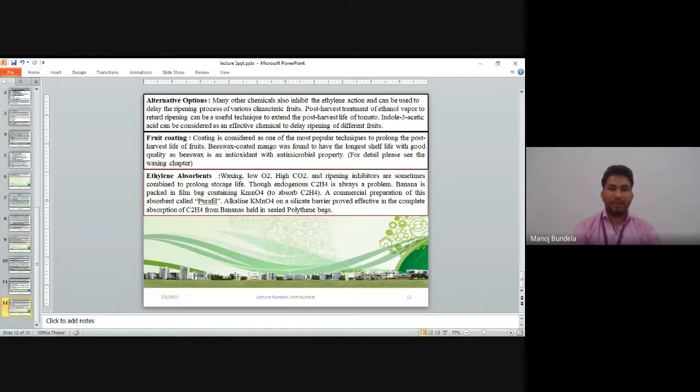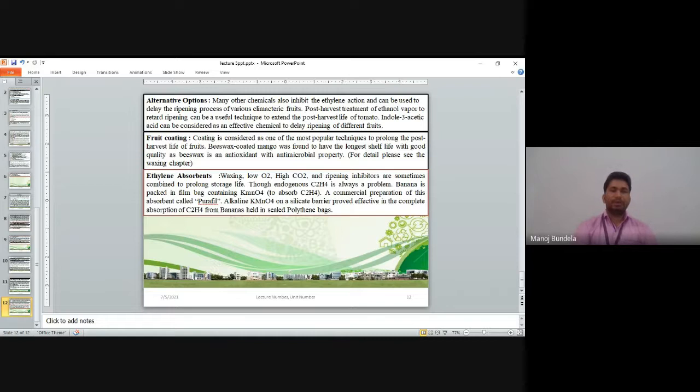Banana is packed in a film bag containing KMnO4 to absorb the C2H4. A commercial preparation of this absorbent is called Pudafil. The alkaline KMnO4 on silicate beads proved effective in complete absorption of C2H4 from bananas held in sealed polythene bags.